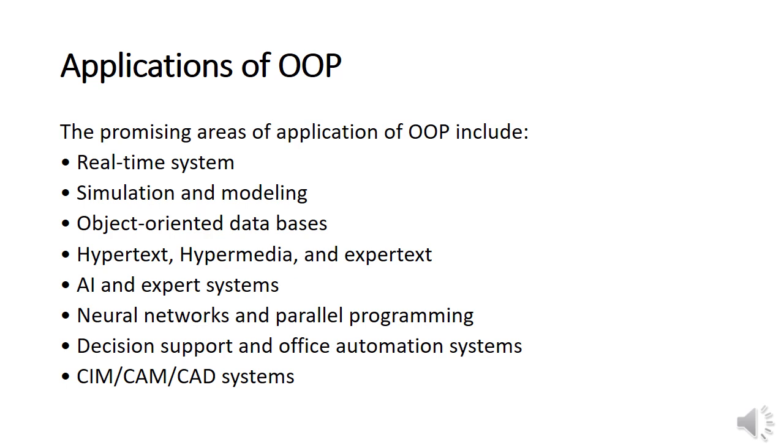The major application areas of object-oriented programming are real-time systems, simulation and modeling, object-oriented databases, hypertext, hypermedia and expert text, AI and expert systems, neural networks and parallel programming, decision support and office automation systems, CIM, CAM or CAD systems, etc.